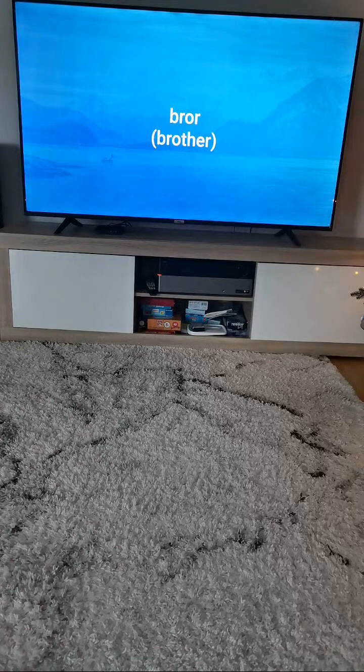And we're going to start out with brother. Brother is bror. Sister is søster. Sibling is søsken. Et søsken. Parents is foreldre. Mother is mor. Mommy is mamma. Father is far. Daddy is pappa.